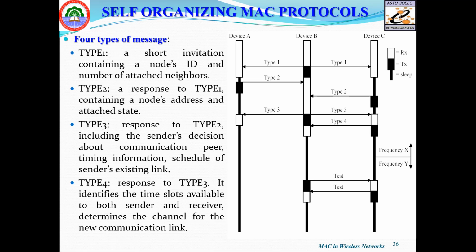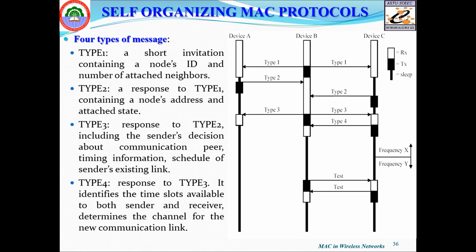There are four types of messages: type 1, type 2, type 3, and type 4. We can see them in this image. Type 1 sends a very short invitation to the destination or neighboring node, along with the ID of that node. Type 2: when a type 1 message is received by any node, it has to send type 2. In response to type 1, the node sends the type 2 message, which contains its ID and also the address of that attached node.